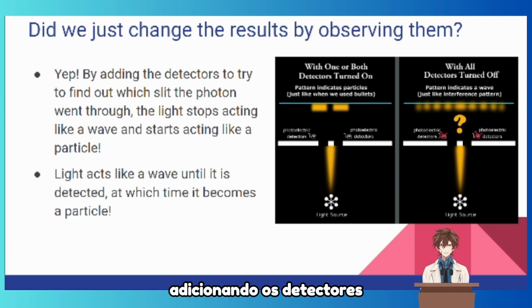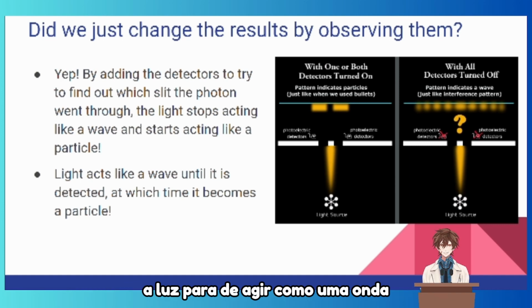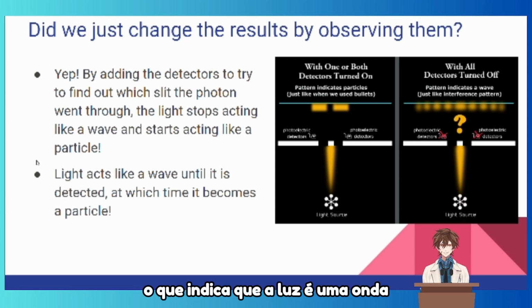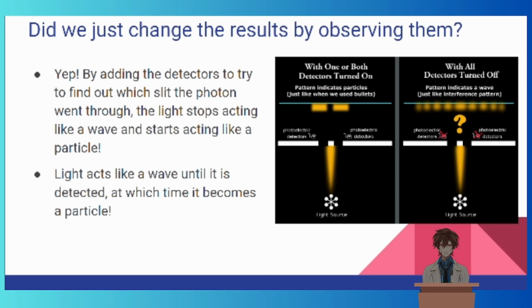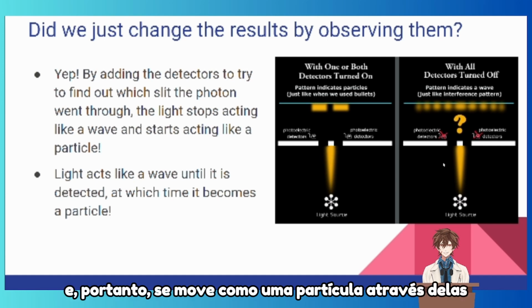By adding the detectors to try and find out which slit the photon goes through, the light stops acting like a wave and starts acting like a particle. Which indicates that light is a wave until it is observed. And so, by trying to observe it here, it acts like a particle at the slit and therefore moves like a particle through them.